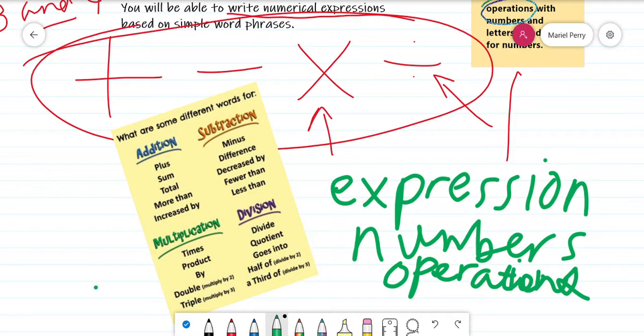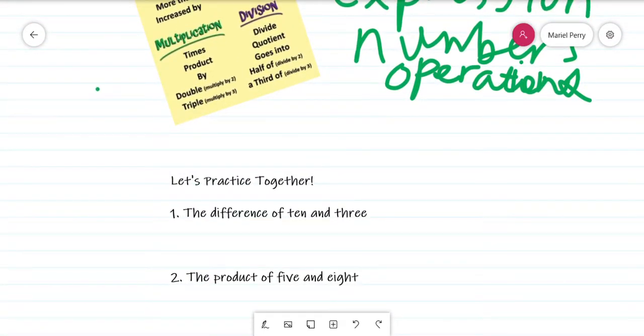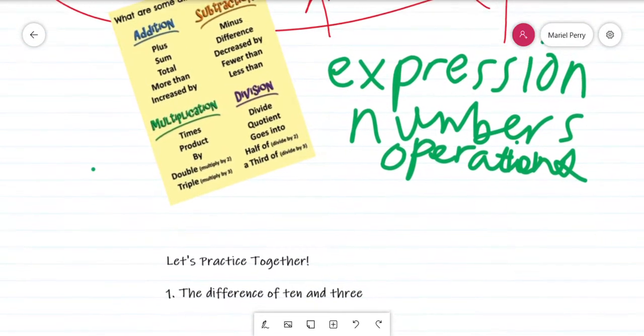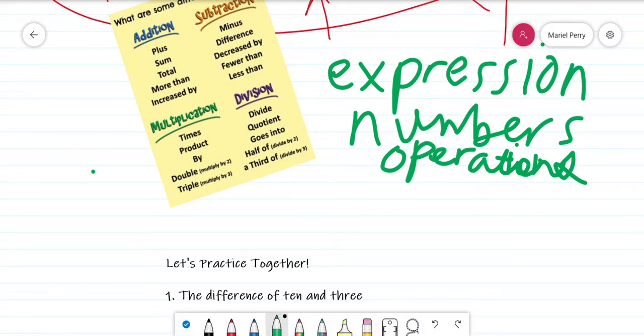So let's practice together some actual word phrases, and let's interpret them into numerical expressions. Numerical expressions have what? Numbers and operations. What do they not have ever? What will we never see in a numerical operation? We will never see this guy. We will never see the equal sign. All right.